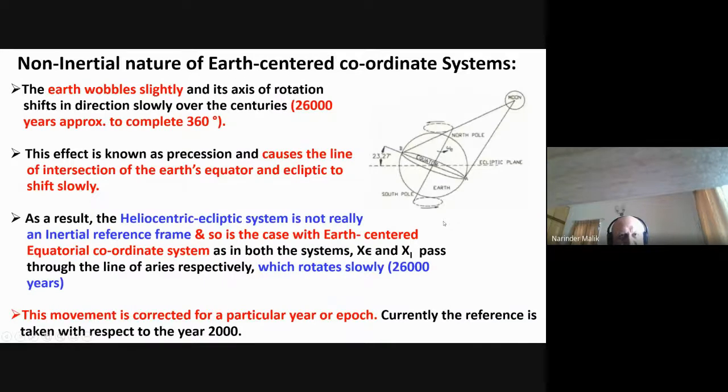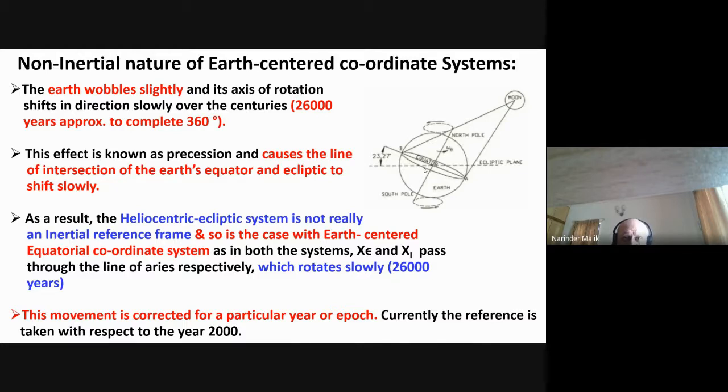Now, one thing is there. I said the Earth-centered equatorial coordinate system, is it really inertial? No. The answer is no. Because Earth wobbles slightly, and its axis of rotation, that is, the equatorial plane, is rotating around the perpendicular of the ecliptic plane. It rotates by 360 degrees over a period of 26,000 years.